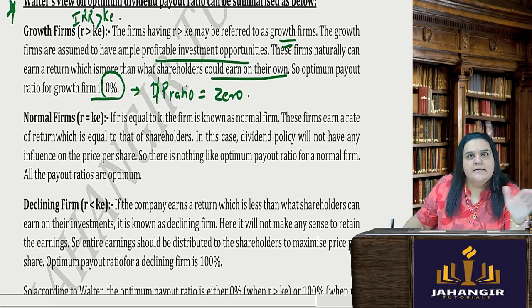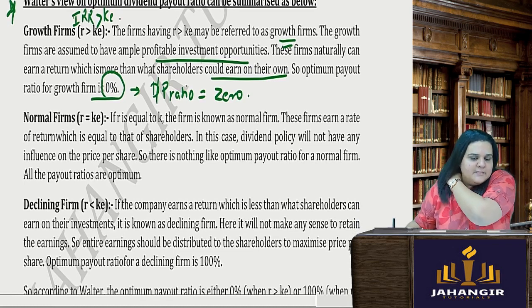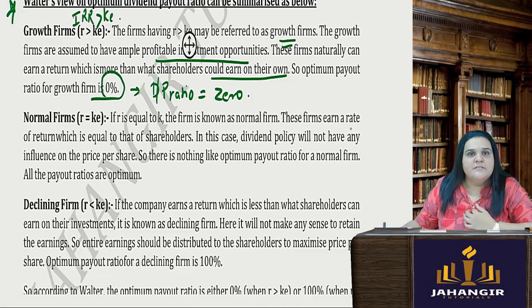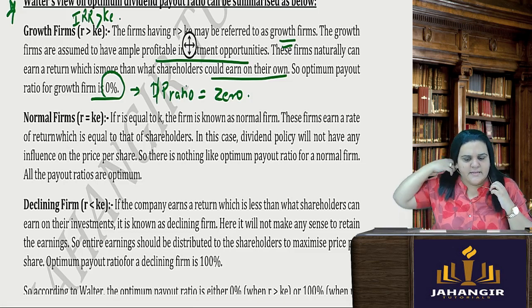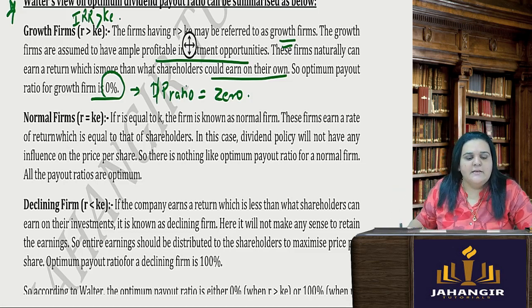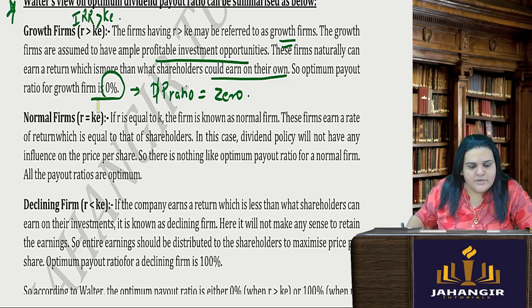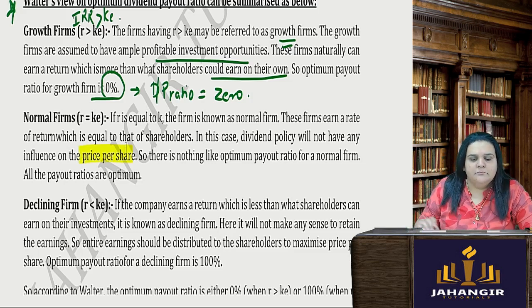Normal firms, where the internal rate of return is the same as the cost of equity, are normal firms. These firms can earn a rate of return equal to that of the shareholders if they invest by themselves. In this case, dividend policy will not have any influence on the price per share. So there is nothing like an optimum payout ratio over here.